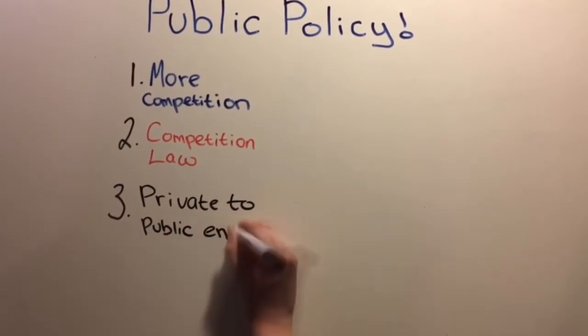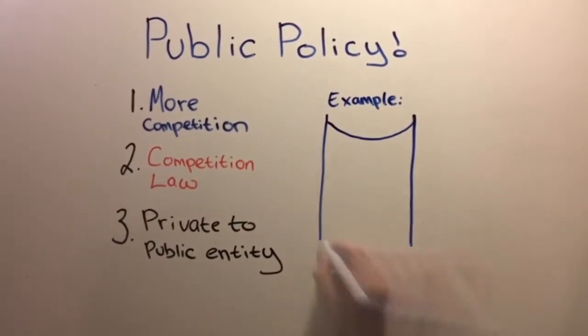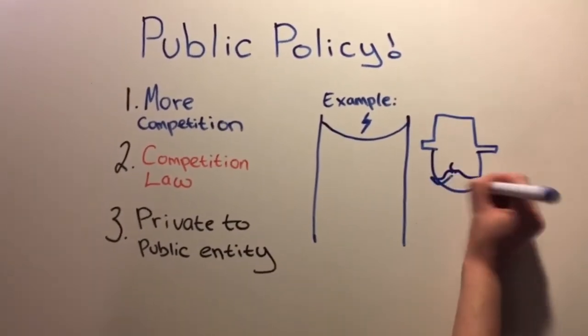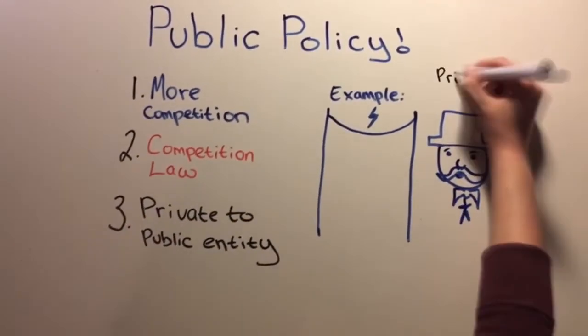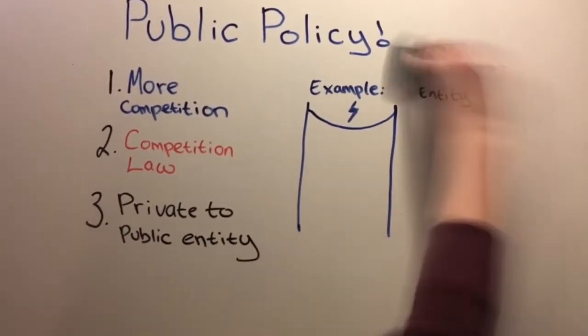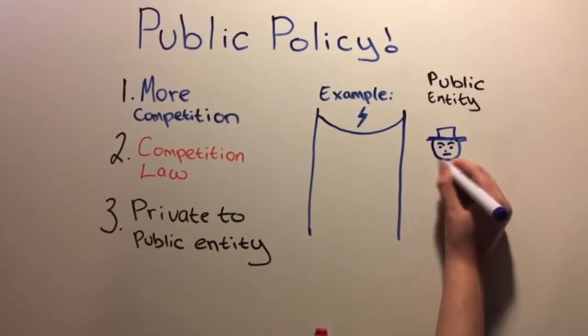Number 3. By turning some private monopolies into public enterprises. In this case, the government runs the monopoly. This is very common amongst European countries where the government operates utilities, for example the ESB.